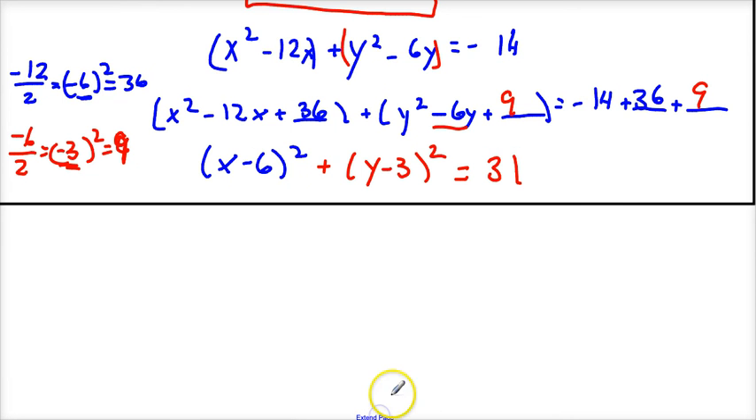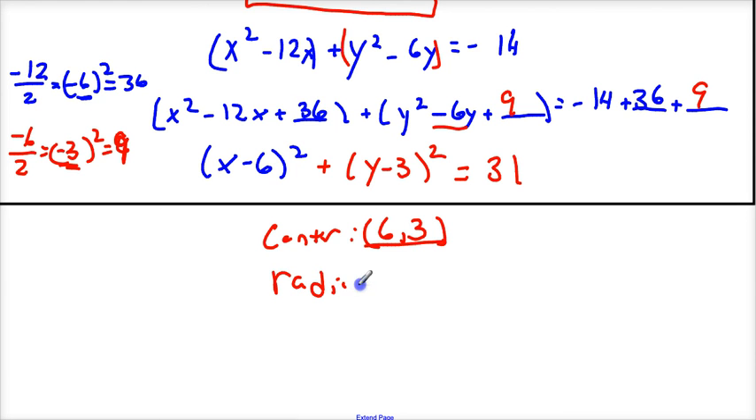Okay. Our center, therefore, is going to be 6, 3. Just changing those signs. And our radius is equal to the square root of 31. There is no nice square root of 31, just some weird decimal, so we are done.